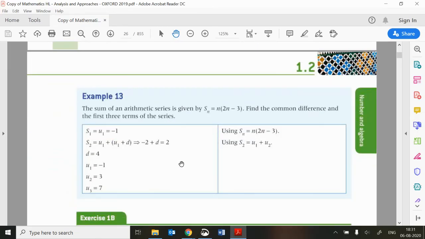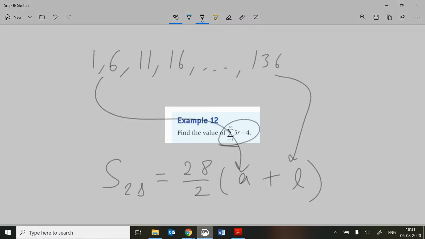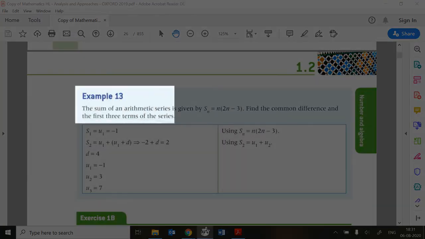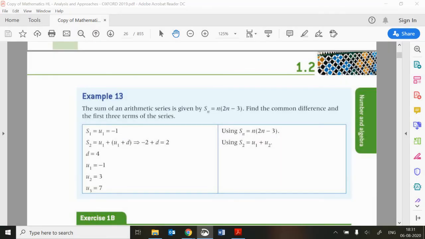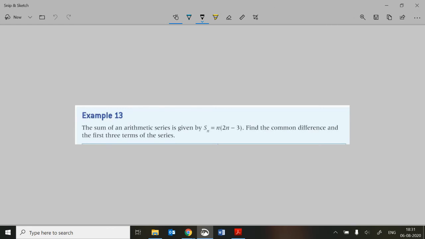Okay, last one. And last one here, example 13. And here we go. Sum of an arithmetic series is given by this formula here. Find the common difference in the first 3 terms of the series. Okay, well, this is really unusual the way this formula is given. But find the common difference. Doesn't mention D there. Find the first 3 terms of the series.